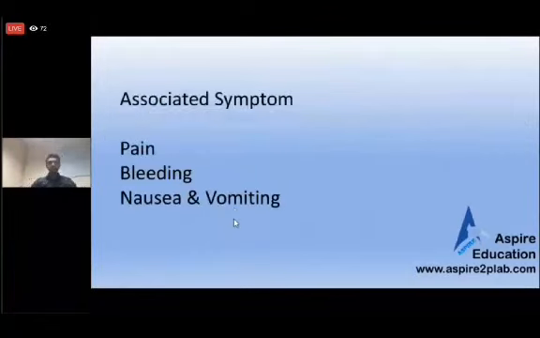So what will be the associated symptoms? So it will be pain, bleeding, nausea, and vomiting. Right. Let's know the difference between ectopic pregnancy and miscarriage. So painless bleeding will be miscarriage. Pain and bleeding will be ectopic pregnancy. And there's always nausea and vomiting.